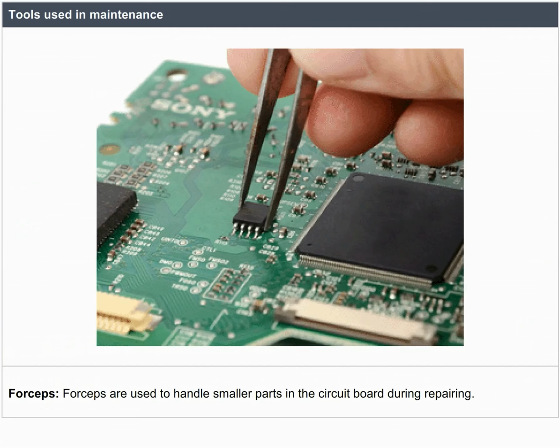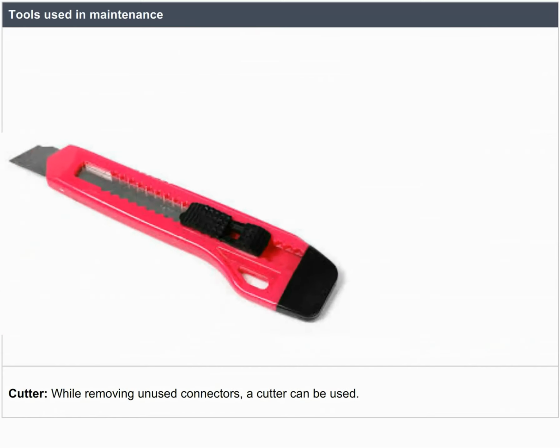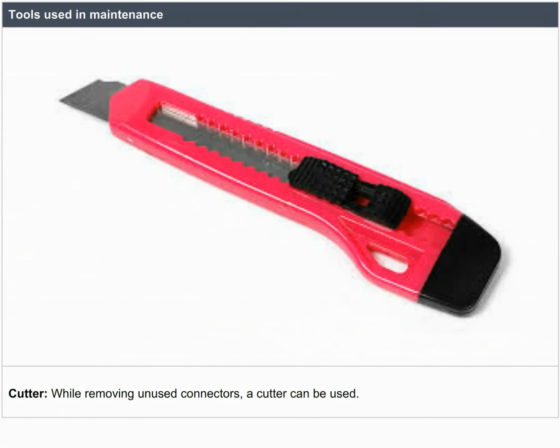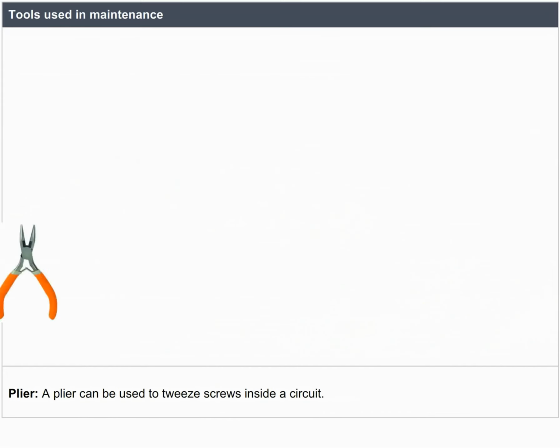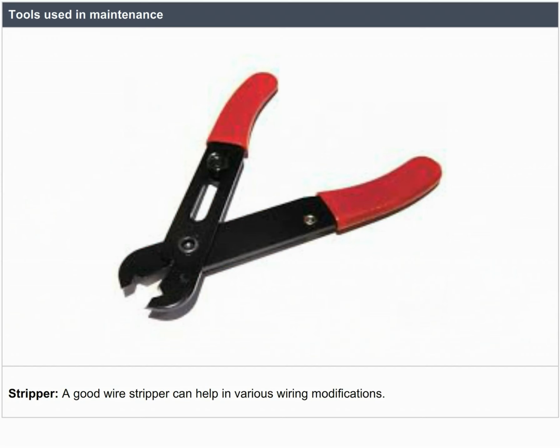Forceps. Forceps are used to handle smaller parts in the circuit board during repairing. Screwdrivers. Different sizes of screwdrivers would come handy when you're assembling or disassembling a drive. Cutter. While removing unused connectors, a cutter can be used. Plier. A plier can be used to tweeze screws inside a circuit. Stripper. A good wire stripper can help in various wiring modifications.